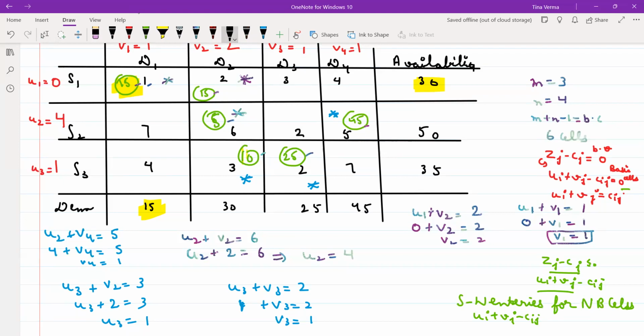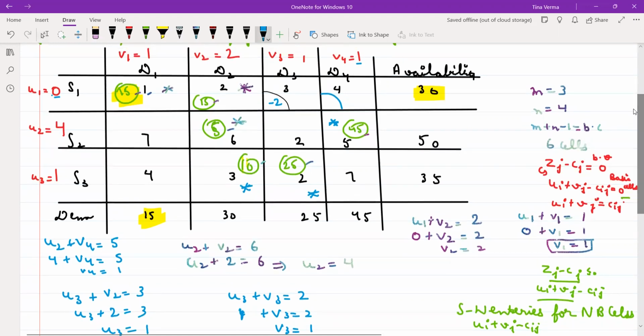Here the assignment has been made? Yes or no? No. So here you will calculate your Ui plus Vj minus Cij. That will be 0 plus 1 minus 3, that will be minus 2. Is it clear? This is also a non-basic cell, so I will calculate its southwest entries. So here U1 plus V4, 0 plus what is the value here.